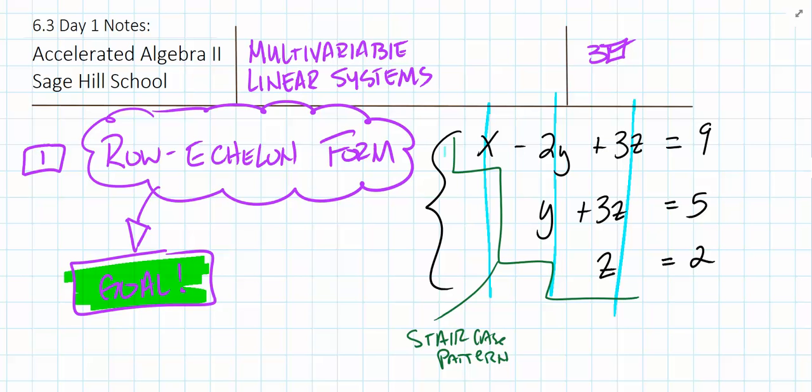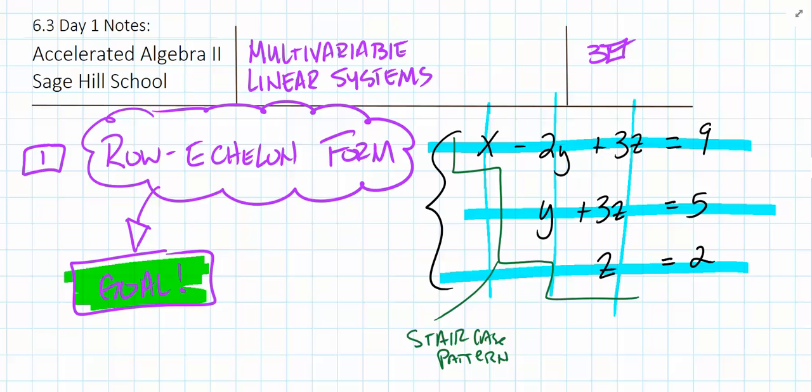And then if we go the other way, these are called our rows, left to right. So this is column 1, this is column number 2, this is column number 3. And then this is row 1, this is row 2, and this is row 3. So I'm breaking it up into rows and columns.